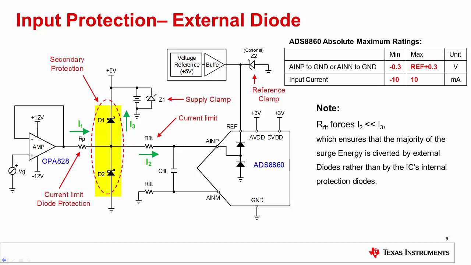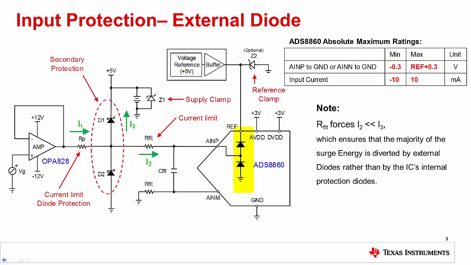As you can see on the slide, we've added the protection components between the amplifier and the ADC. It is important to remember that this protection circuitry is only required because the amplifier has plus-minus 12 volt supplies and the ADC has a negative 0.3 volt to 5.3 volt absolute maximum input voltage rating. This circuit has two different types of protection circuits in it.